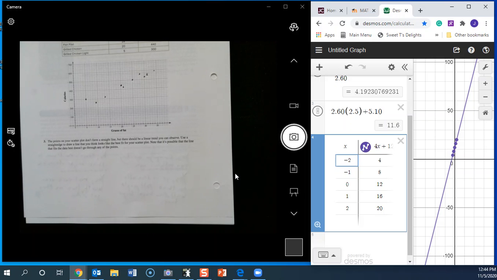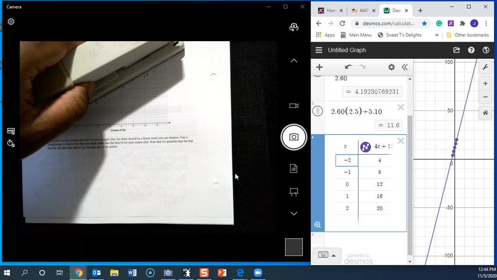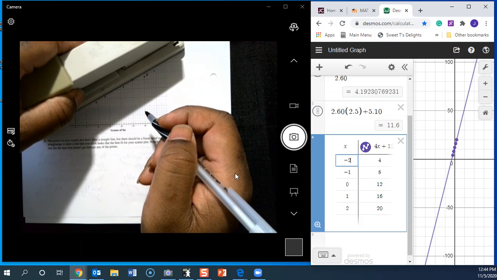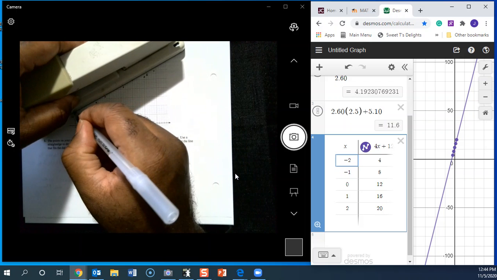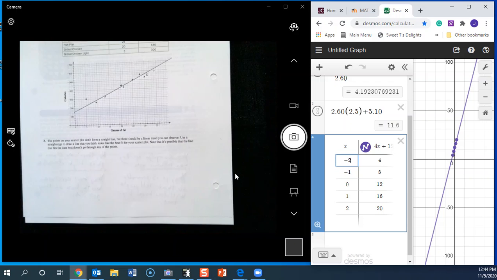Okay, so now let me get a straight edge here. I actually don't have a ruler, but I'll just use this here. I think this might be the best. Yeah, okay. So that is my line. Now your line might be a little different, but that's fine. Okay, so now we move on to our next page.